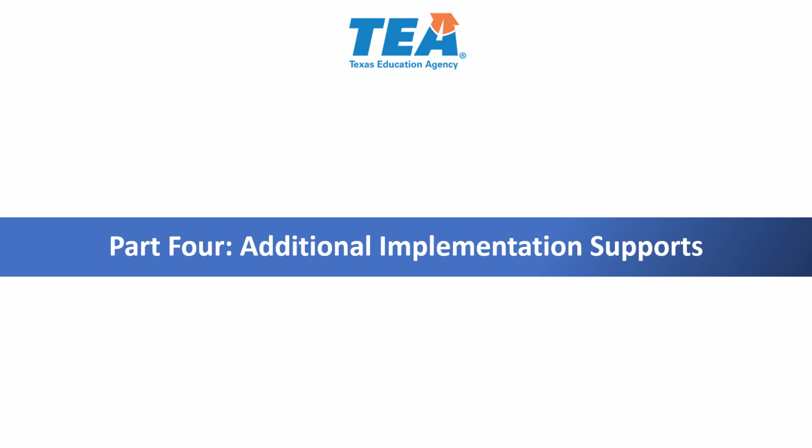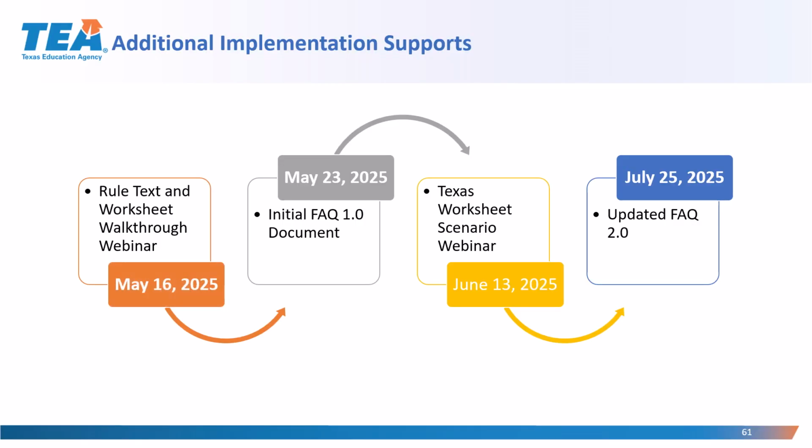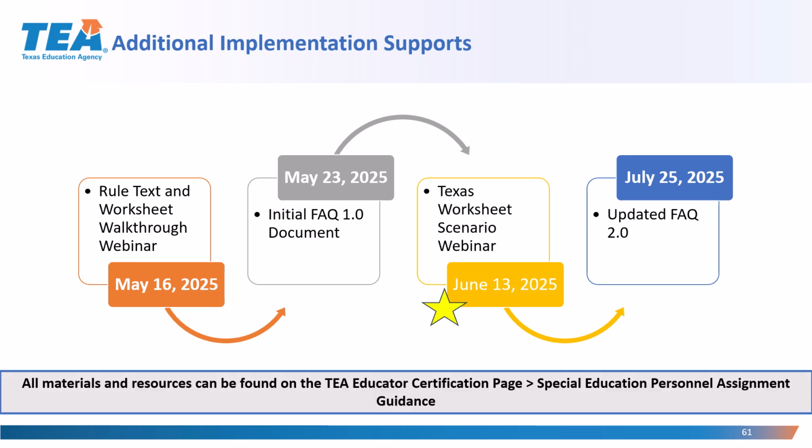We'll now take a moment to review the timeline for additional implementation supports. The first rule text and worksheet walkthrough webinar was posted May 16th of 2025, with the initial FAQ document posting May 23rd, 2025. This Texas worksheet scenario webinar will be available beginning June 13th, 2025, with an updated FAQ document available no later than July 25th of 2025. All materials and resources can be found on the TEA Educator Certification page on the new Special Education Personnel Assignment Guidance site.